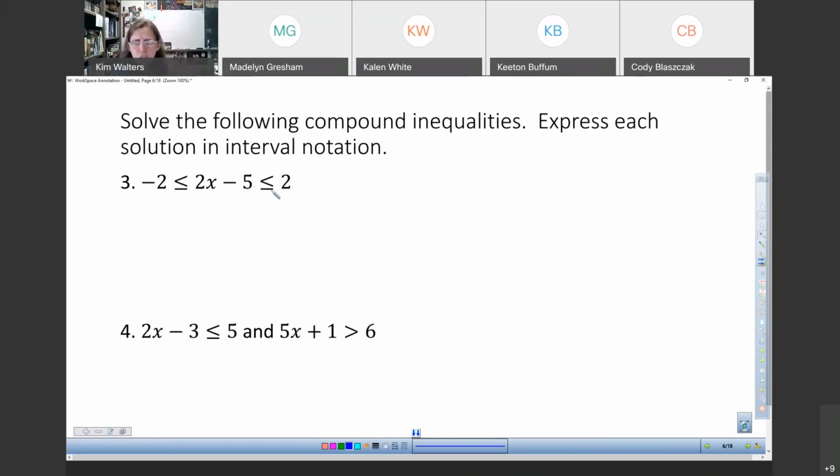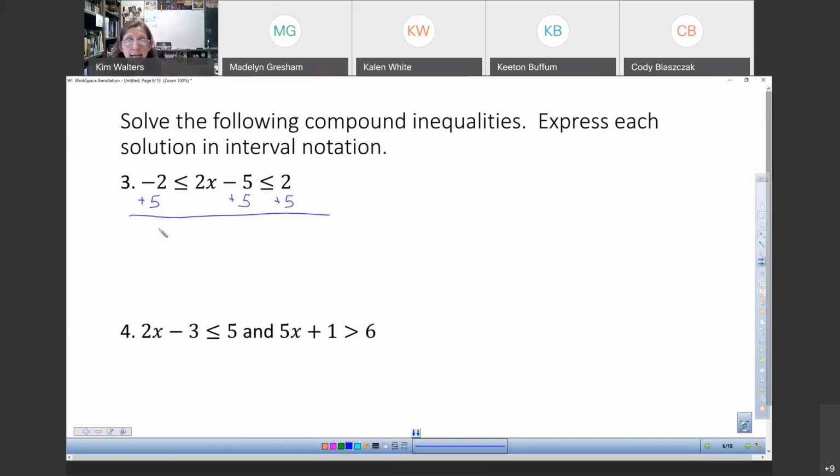I'm going to solve them the same way, except that in this three-piece one, I have to do three things. Whatever I do to the center, I have to do to the ends. Because when I have three parts, my x is generally in the middle, and that's where I want to get x by itself. In this case, because the 5 is subtracted, I'm going to add 5 to all three parts. I'm going to add 5 in the center to get x by itself, and that means I have to add 5 to the left-hand side and to the right-hand side.